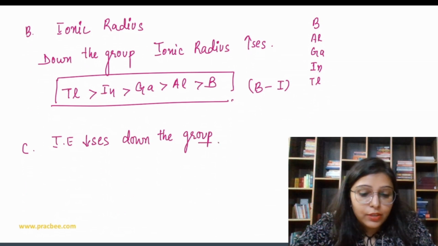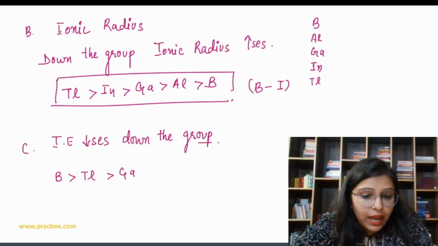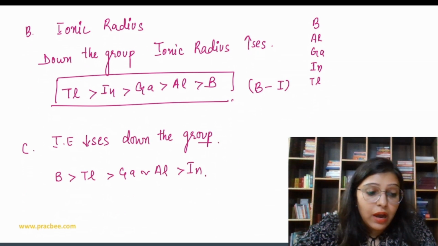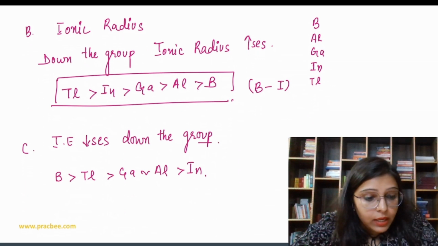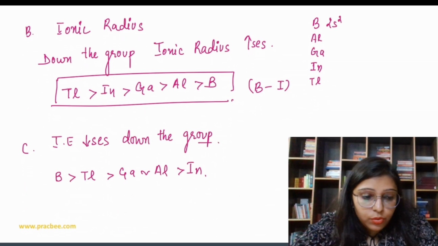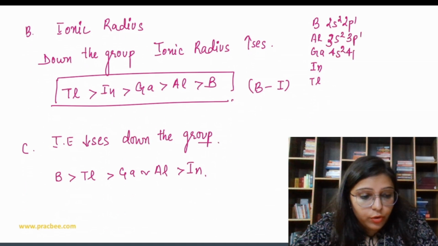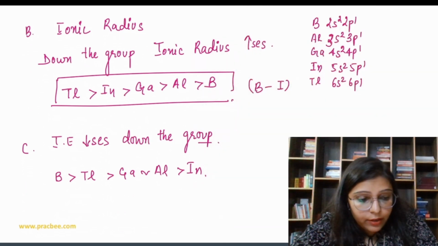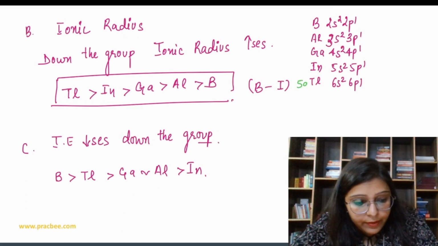If we talk about the ionization enthalpy trend, highest is for boron, then thallium, then gallium and aluminium almost the same, and then we have indium. Now, how to understand this? Boron is 2s2 2p1. Aluminium is 3s2 3p1. Gallium, 4s2 4p1. Indium, 5s2 5p1. And thallium, 6s2 6p1. Before 6s, electrons are in 5d and 4f.